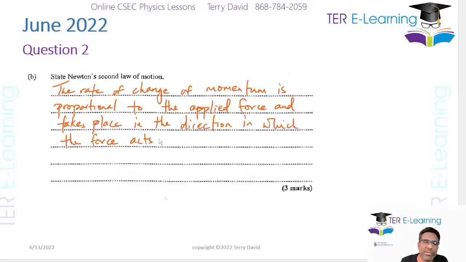So this is my Newton's second law here. Some students may want to say, well, F is proportional to mv minus mu over t. That's basically what Newton's second law is, but this is a statement that they want. So that's it.